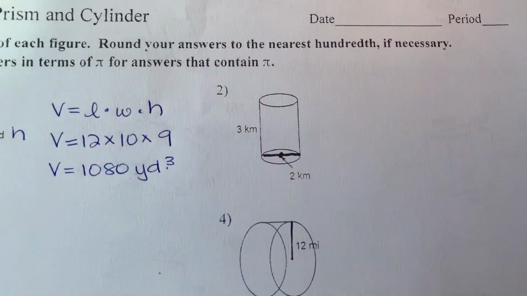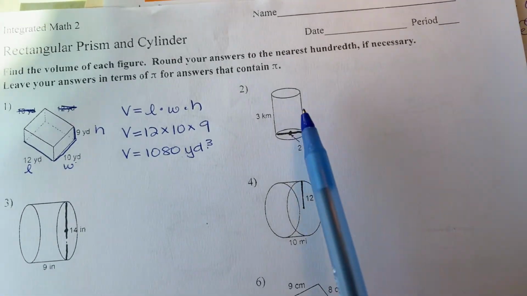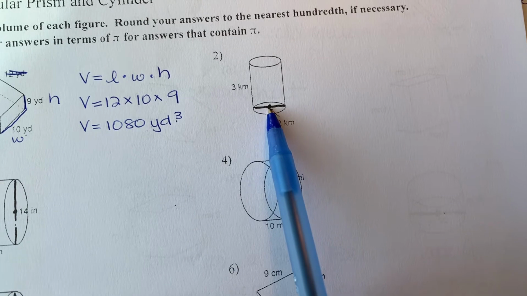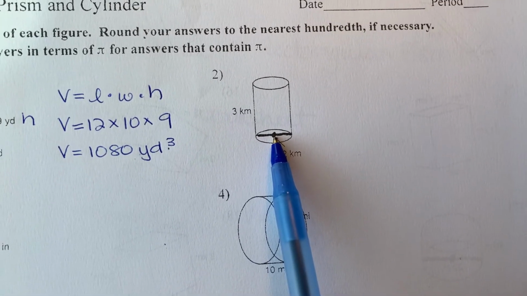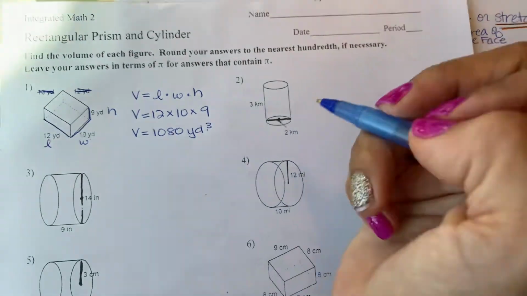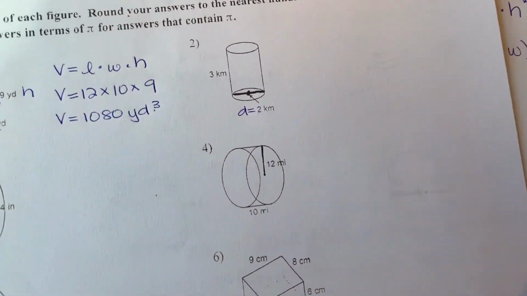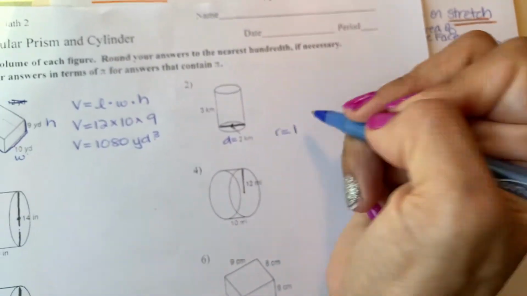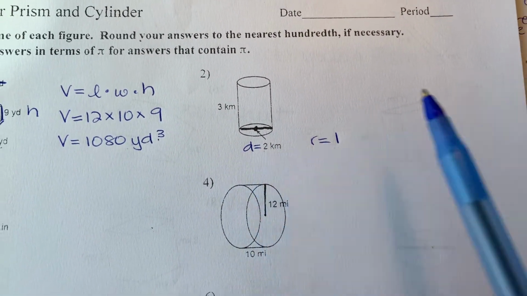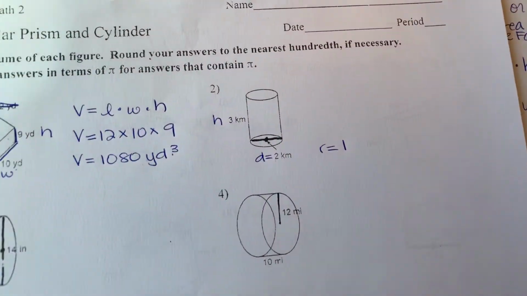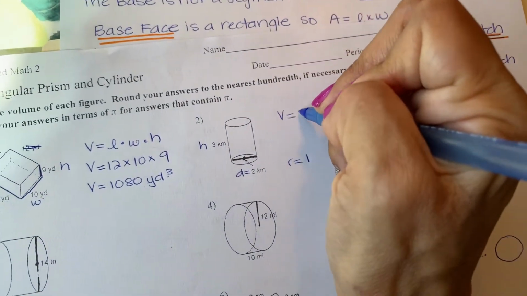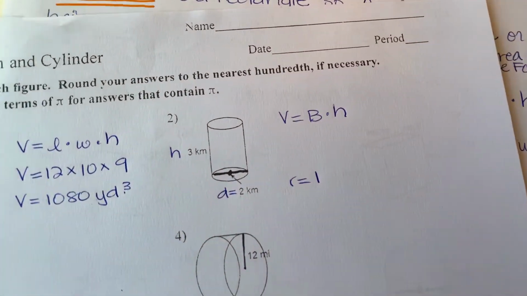let's just go to 2. All right, notice see how that's 2 kilometers? See how the arrow is pointing to the center? That means they're giving you the diameter. So that 2 is not the radius. That 2 is a diameter. So what's my radius? 1, because radius is half the diameter. And then H is my 3, right? That's my height.